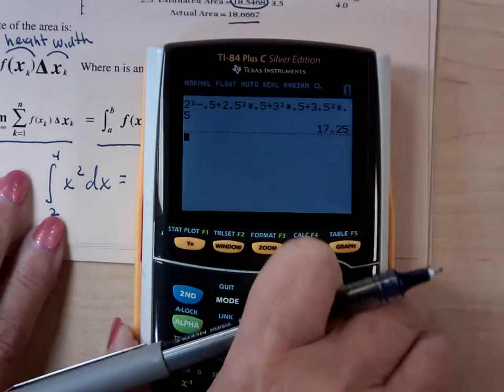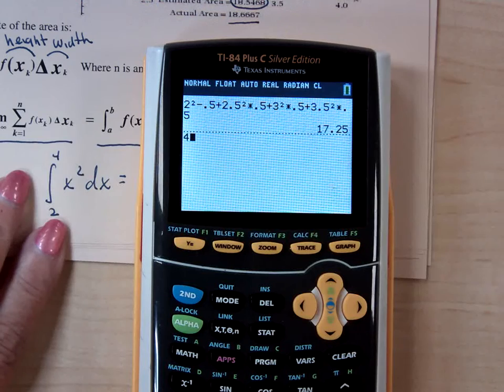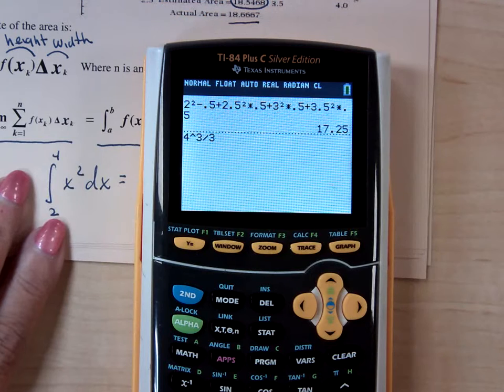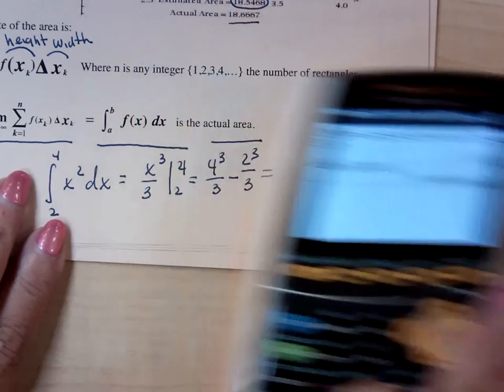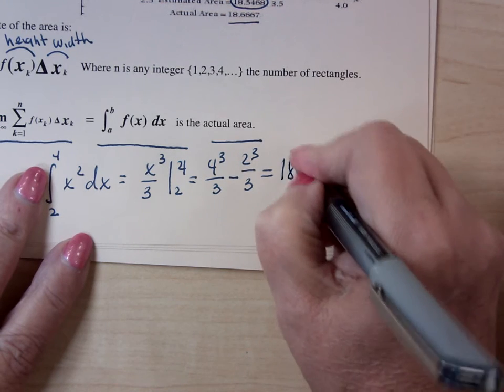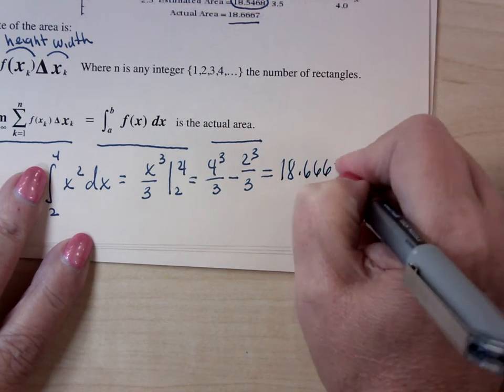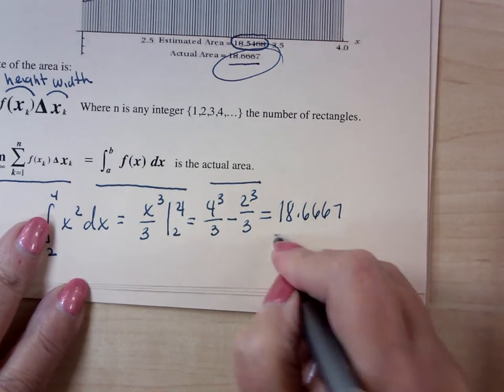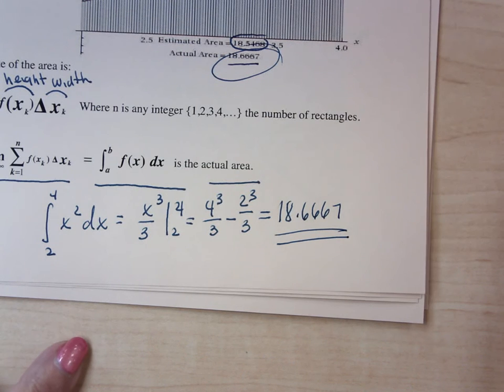Now, if I put it into my calculator, 4 cubed divided by 3 minus 2 cubed divided by 3. Look at that. 18 and a bunch of 6s, which is what they said the actual area was. It's just the definite integral, what we just did.